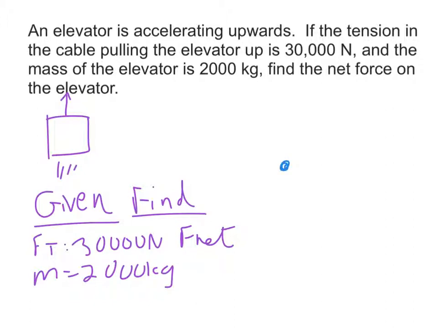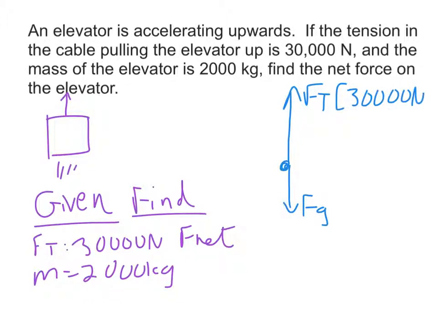We know that the elevator is accelerating upwards. So the unbalance has to be in the direction of the acceleration, which means that my tension force going up has to be longer than my gravitational force going down. It tells us that the tension force is 30,000 newtons, and my weight is easily found once we have the mass. So remember, weight is not measured in kilograms, weight is measured in newtons. So we're going to take our 2,000 kilograms times 9.8 newtons per kilogram, and our weight would be 19,600 newtons.